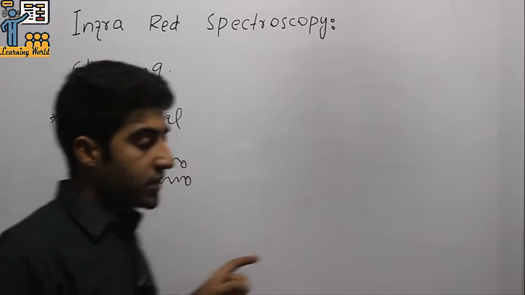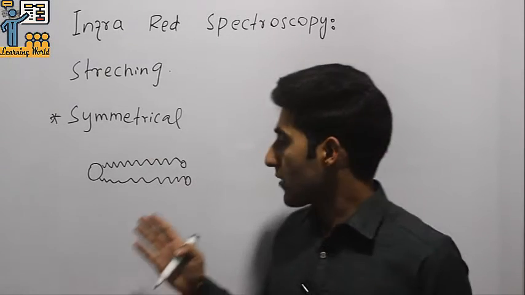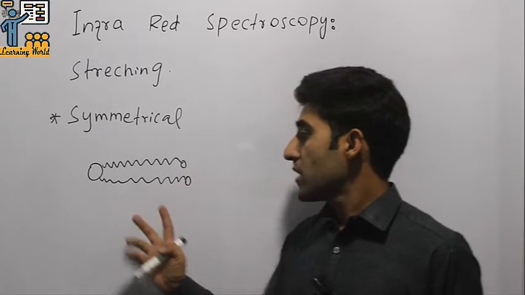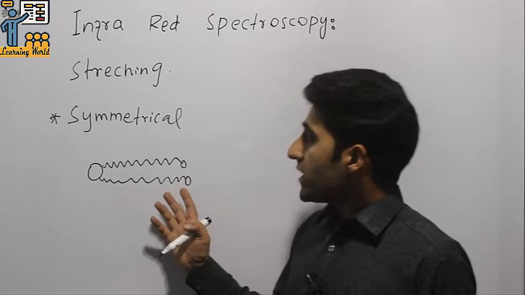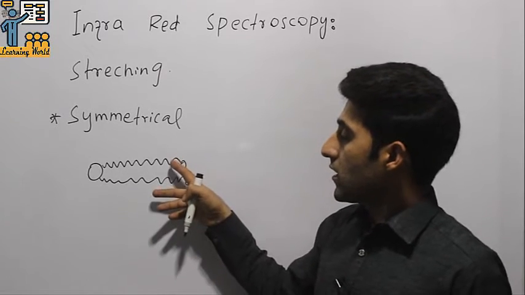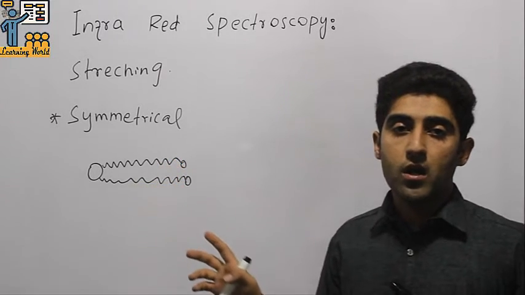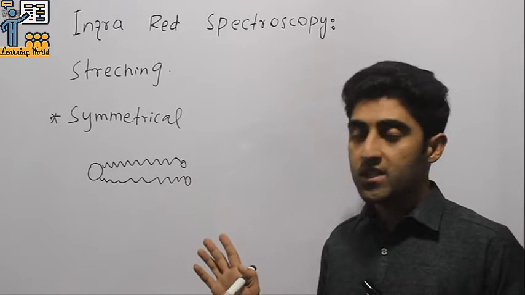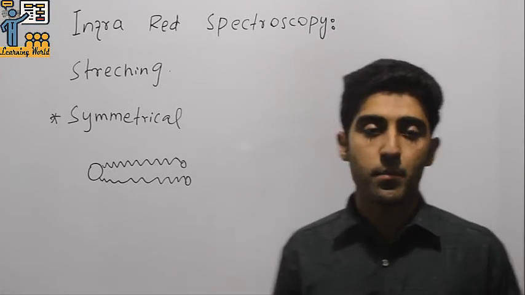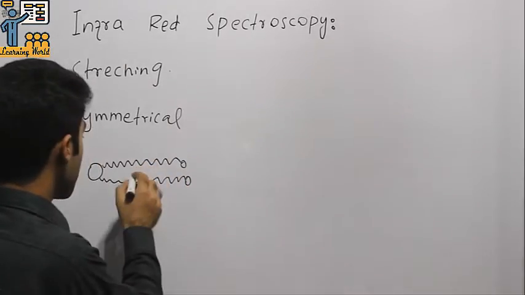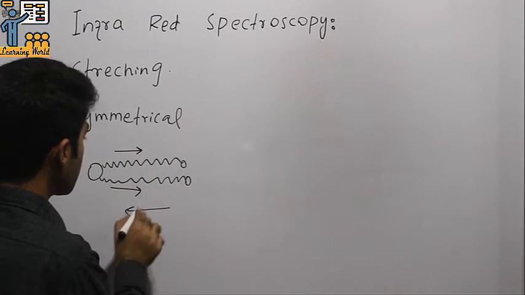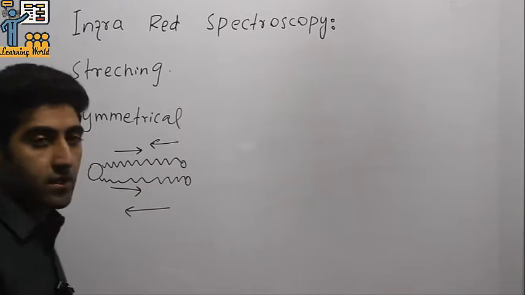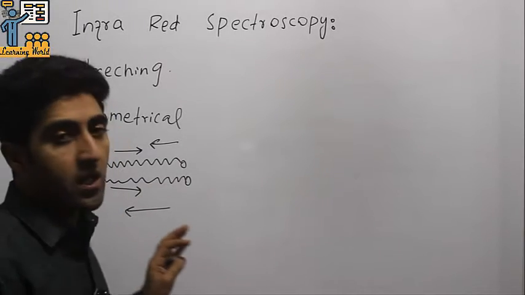This is one atom, and this type of vibration is produced between these atoms. This is the interatomic bond. In symmetrical stretching, both of the interatomic bond springs will increase or decrease at the same time. This is the symmetrical stretching.